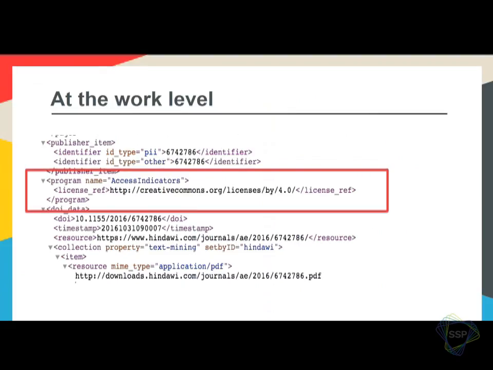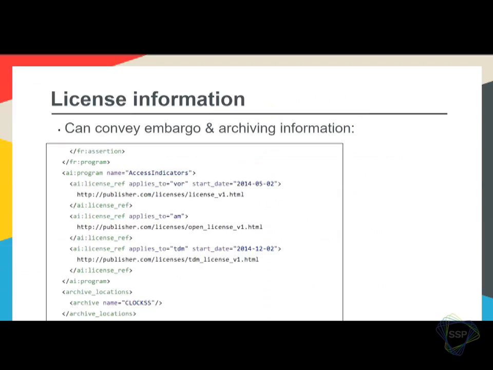Let's see, I have an example here. Yeah, so we have a URL to a license. We collect information about the start date of a license. You can collect information about embargo and archiving information.